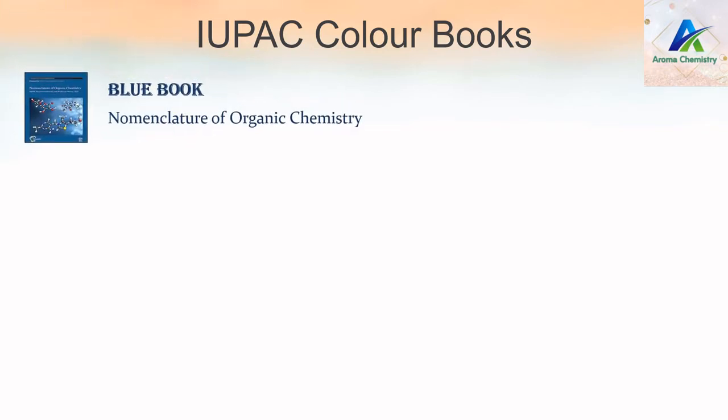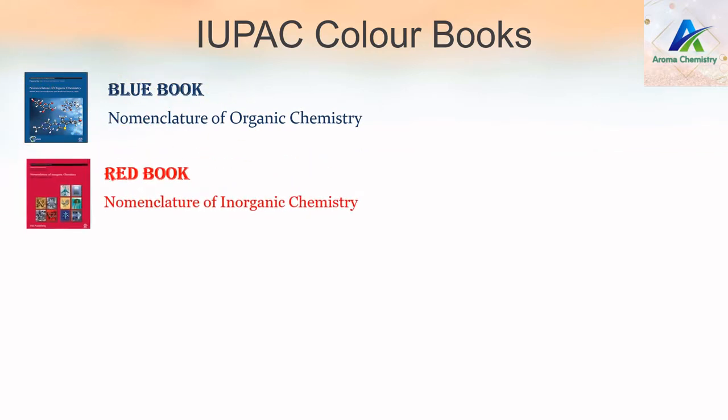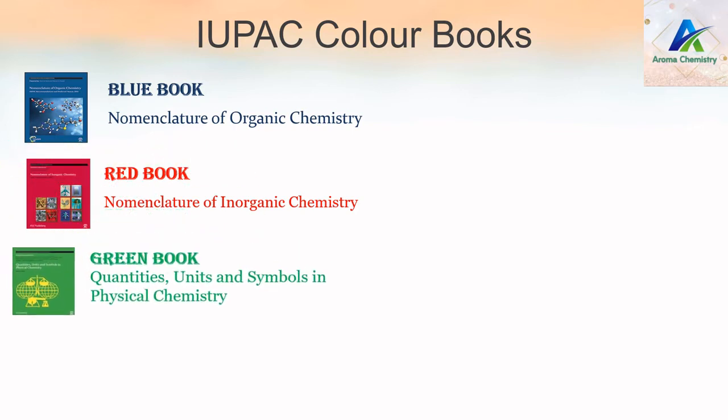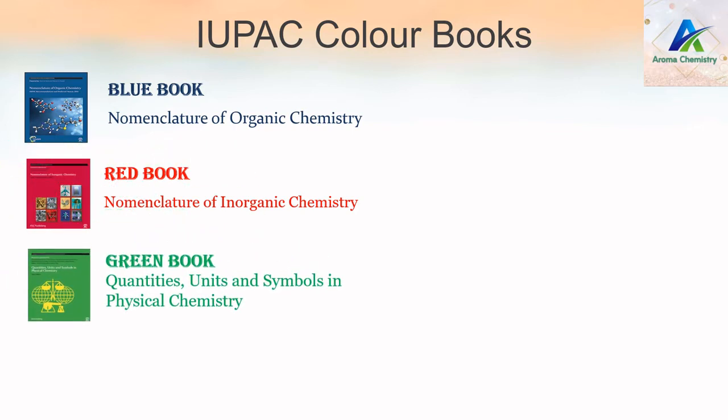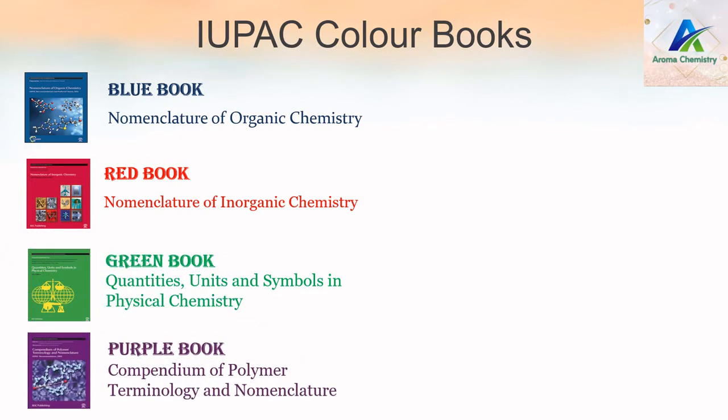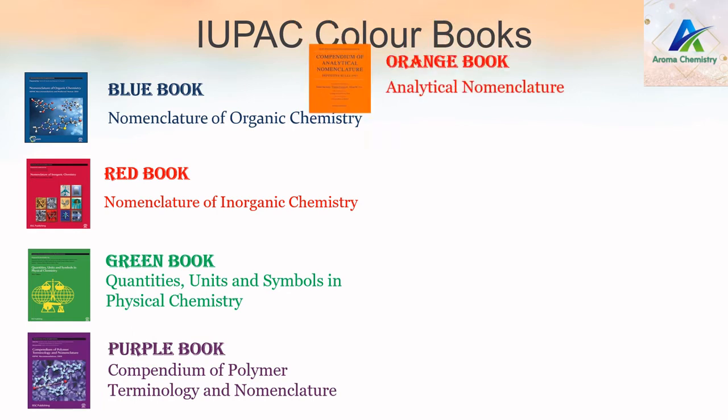The books in the series are as follows. Blue book refers to the nomenclature of organic chemistry. Red book refers to the nomenclature of inorganic chemistry. Green book refers to quantities, units and symbols in physical chemistry. Purple book refers to the compendium of polymer terminology and nomenclature.